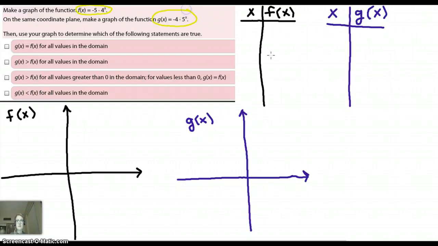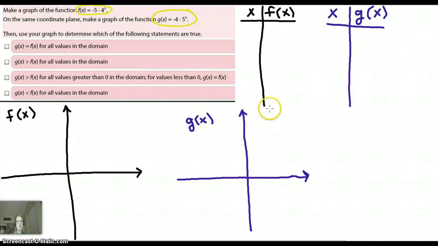Now, I went ahead and made some tables because this is how we'll do it. We'll just pick points for x, see what it gives us for f of x, or y, we could call that as well. We know that our function notation always just means the y value. And then we'll do the same thing for our second equation. And we'll get two graphs, and we'll be able to compare them and answer the questions that it asks. All right, so let's get started on that.